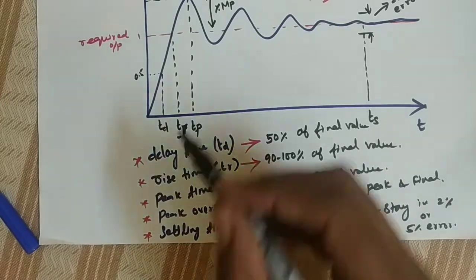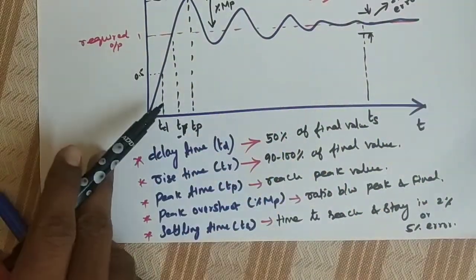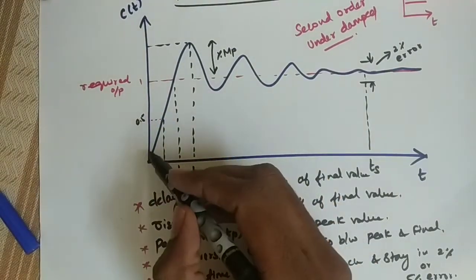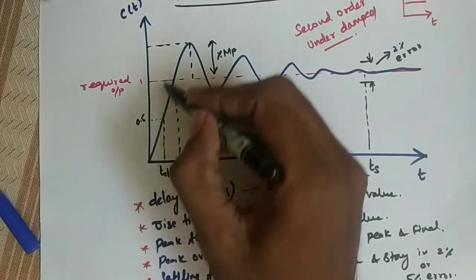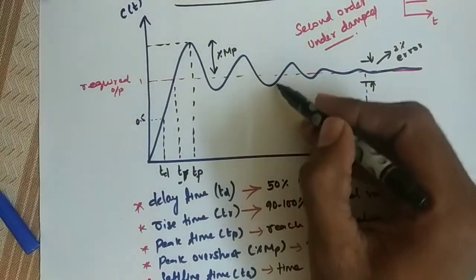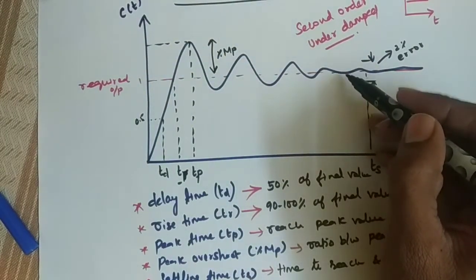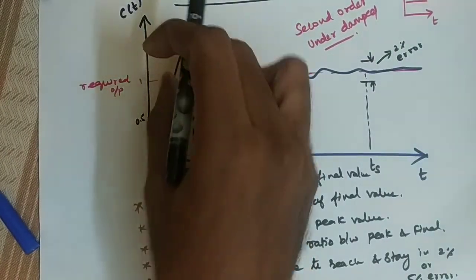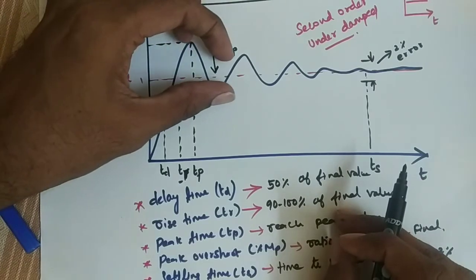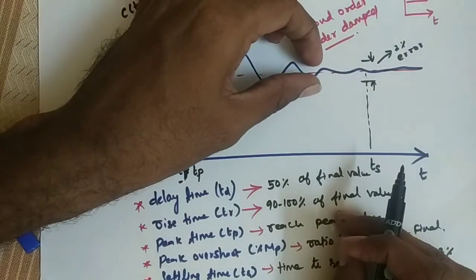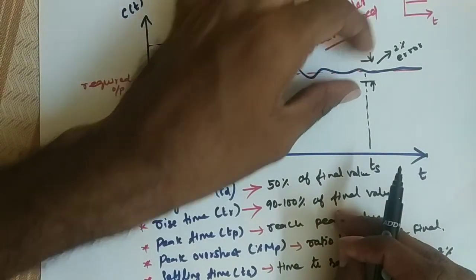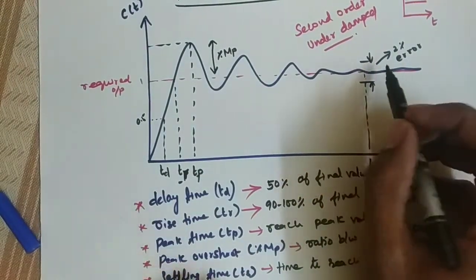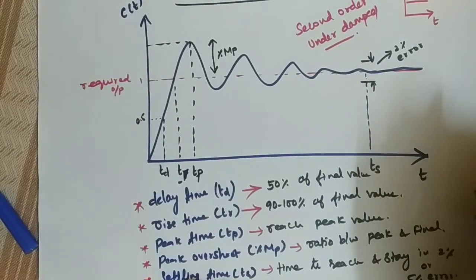See, my second order underdamped system is getting a peak value here, and it is somewhat oscillating over here. Finally the oscillation is getting reduced, and at one time the response is okay with us. It is very near to our required output level, is it not?